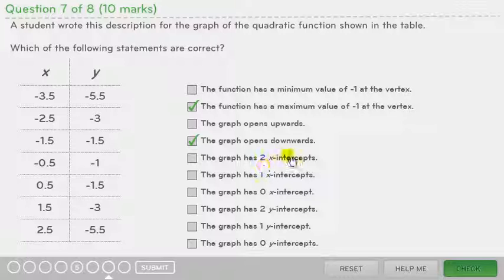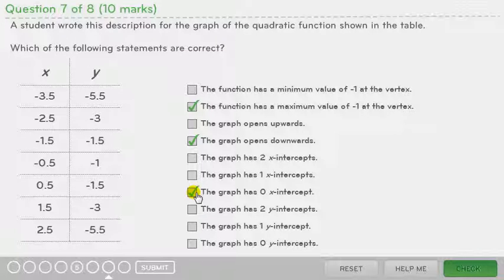Now we need to determine how many x-intercepts it has. So my vertex is located at negative 0.5, negative 1, so below the x-axis. And we know that this graph opens downwards. So it's below the x-axis, opening downwards. That means that it will never cross the x-axis. So it has 0 x-intercepts.